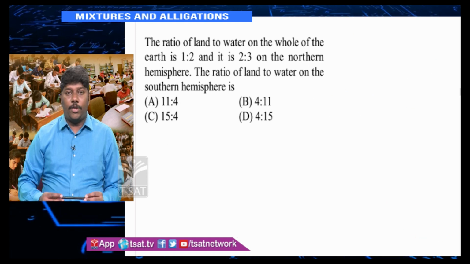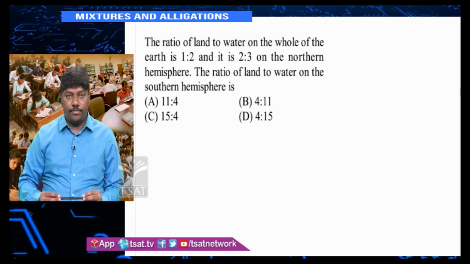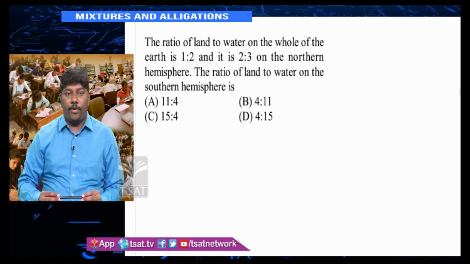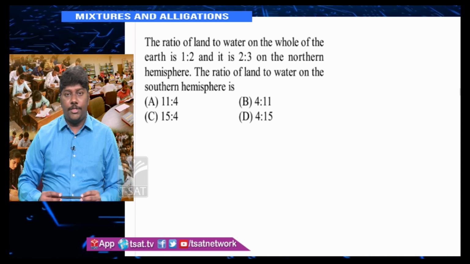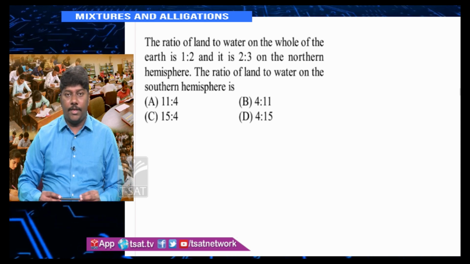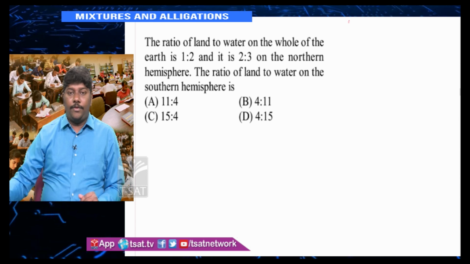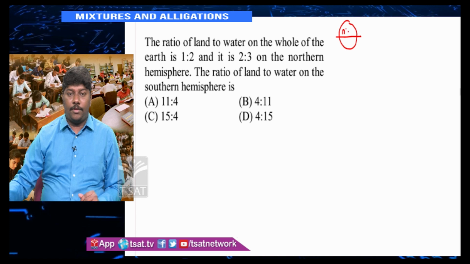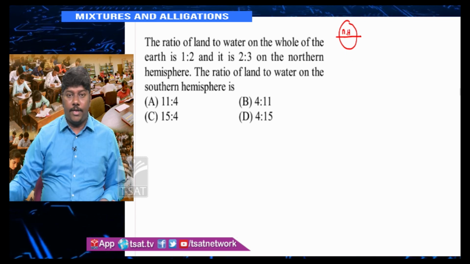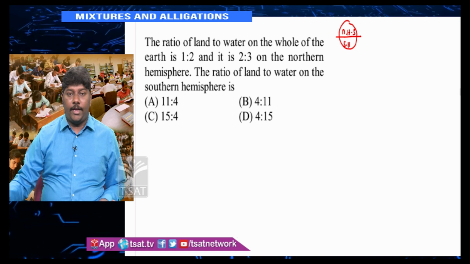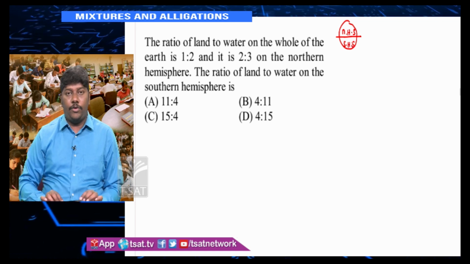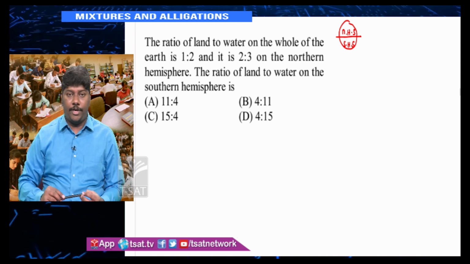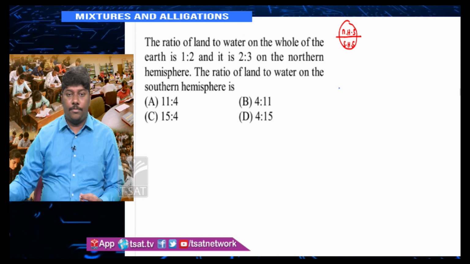The ratio of the land and water on the whole earth is 1:2, and it is 2:3 on the northern hemisphere, and the ratio of the land and water on the southern hemisphere. So here, instead of telling mixture, he is giving you the whole of earth, northern hemisphere and southern hemisphere. If you look at the whole earth, area wise, northern hemisphere, NHS I will write, and southern hemisphere, they occupy equal areas. Therefore, you are actually mixing them in 1:1 ratio. So I will take it 1:1 ratio.